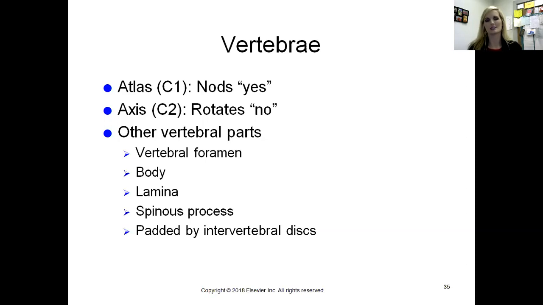That's called the axis. You don't have to worry about other vertebral parts, although I'm going to show you a picture that points those out. But I do want you to know that in between each of these vertebrae are intervertebral discs. They're pieces of cartilage, as I mentioned earlier. Cartilage acts as a cushion and helps protect our vertebrae as we're walking, and it keeps them from bouncing up against one another.